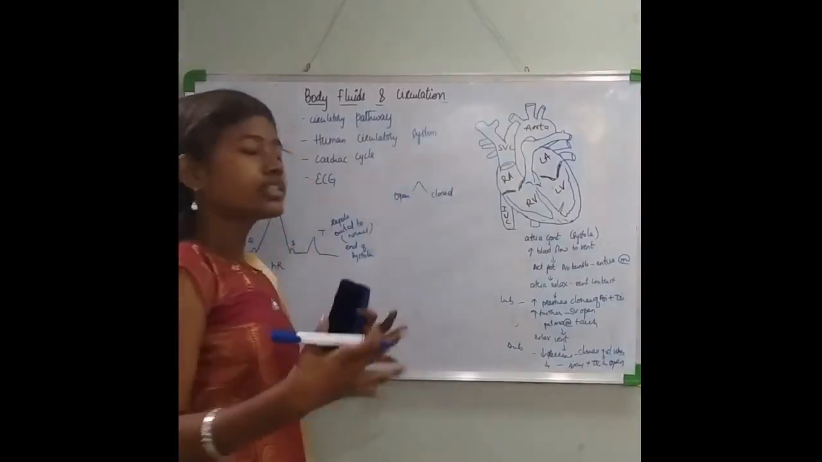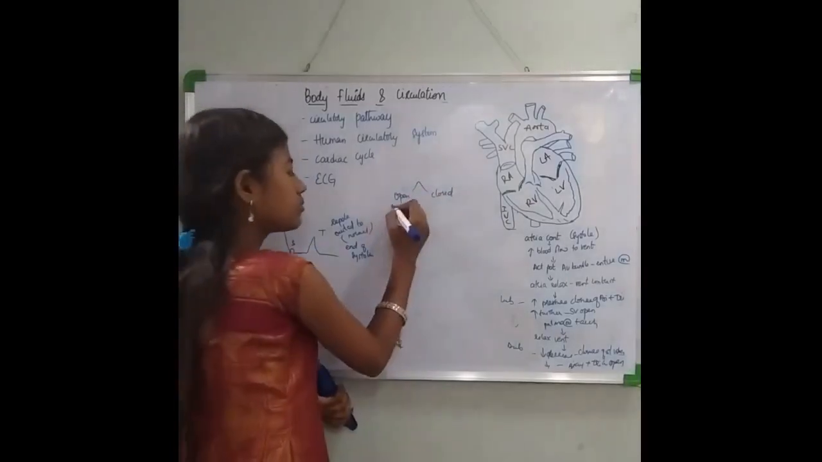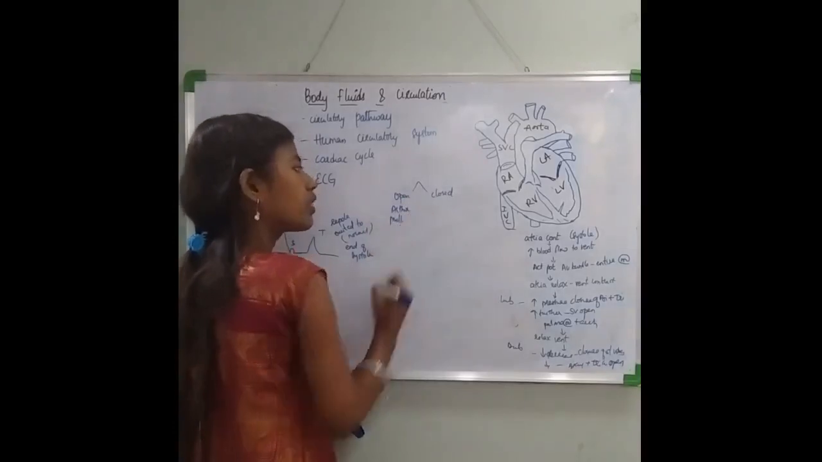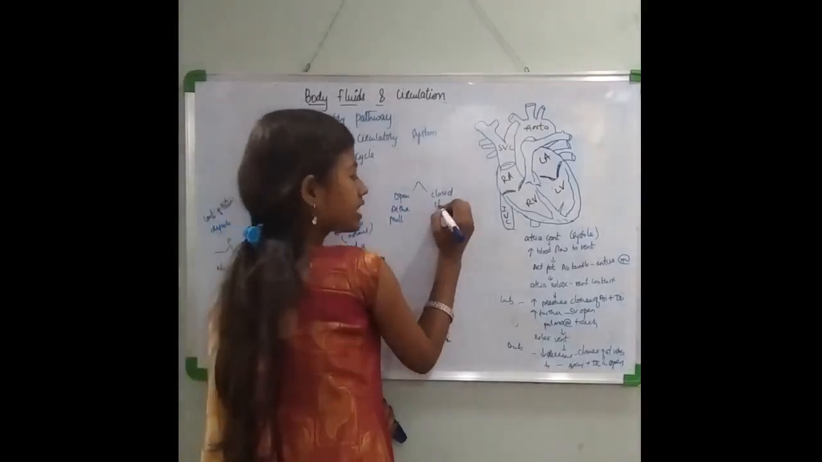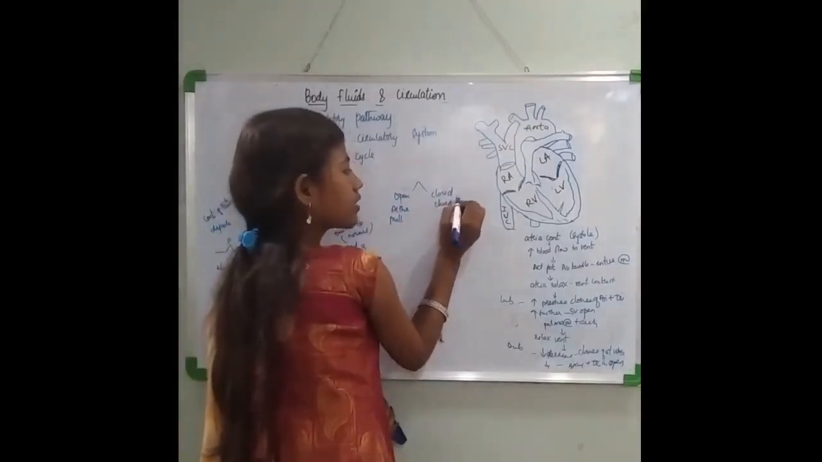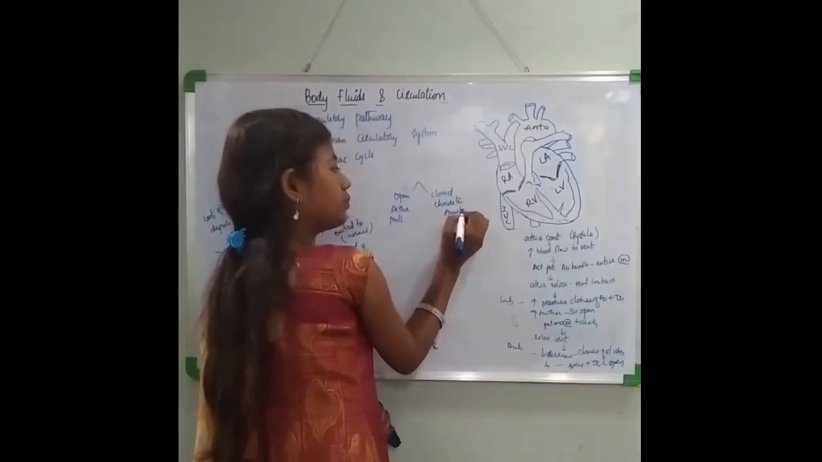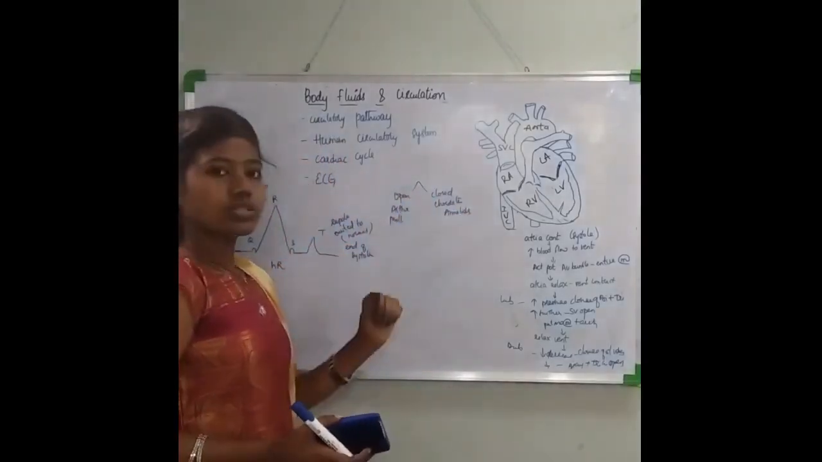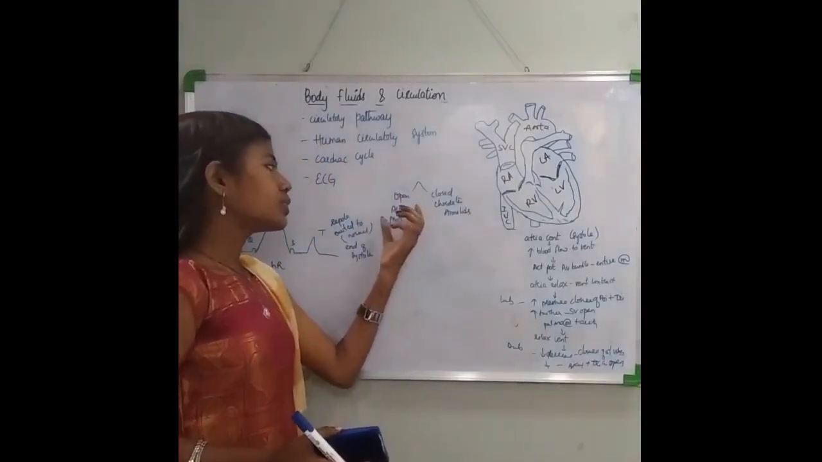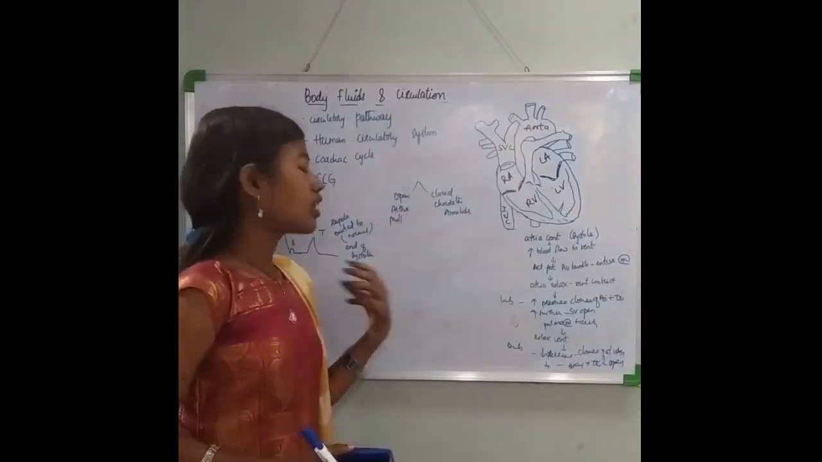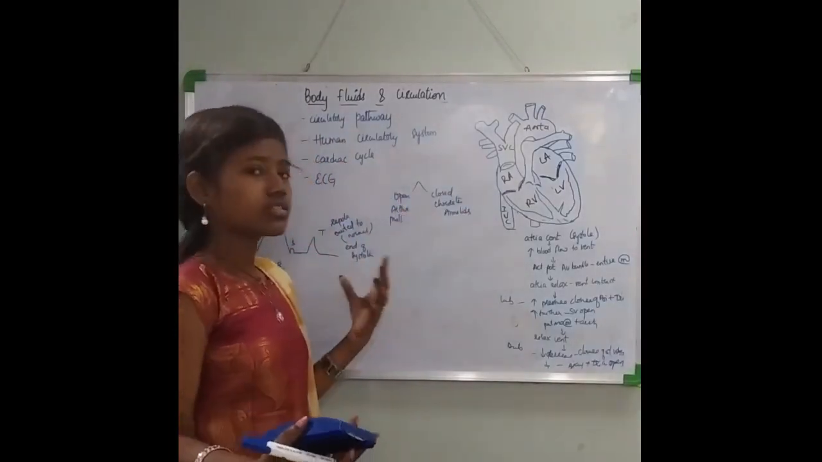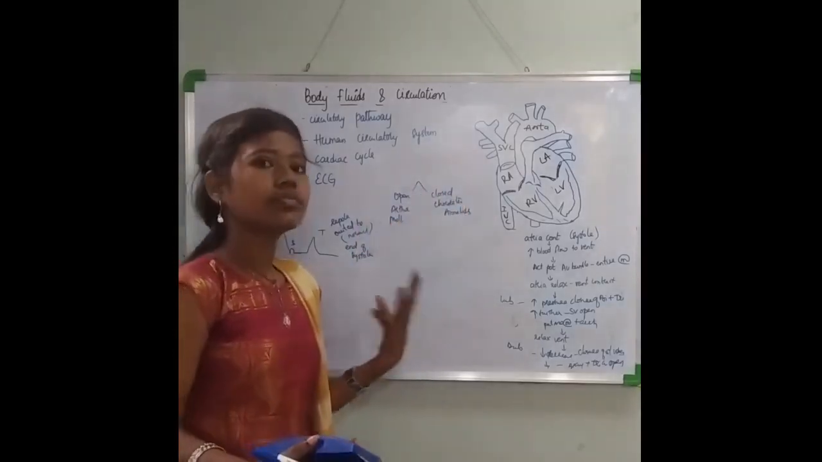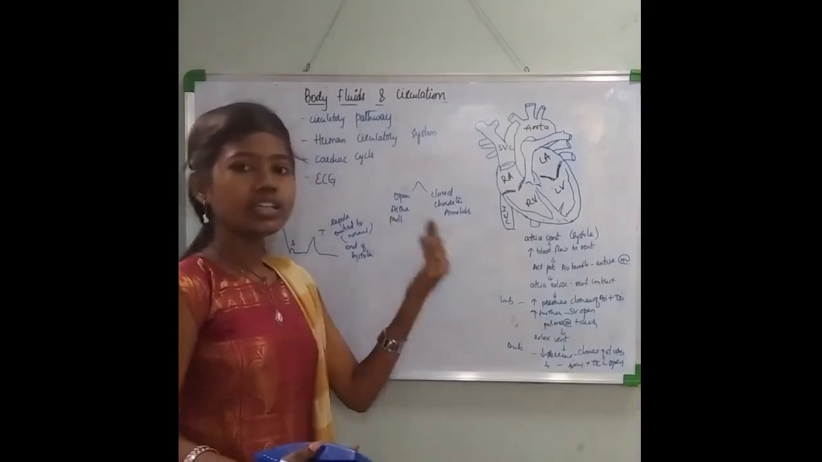Now open type of circulatory pathway, you can see this in arthropods or the molluscs. Whereas closed kind of pathway you can see in chordates and the annelids. So open kind of system you can see in the arthropods, certain kinds of insects, and the molluscs. And closed you can see in annelids and the chordates.